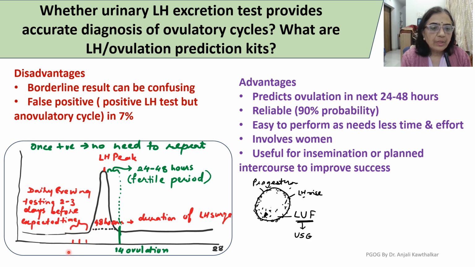Suppose you expect the ovulation to take place on day 14, then at least 2 to 3 days before that, so around day 11, we have 11, 12, 13 like that. So we have to initiate 2 to 3 days before the expected time of ovulation, depending on the previous menstrual history.